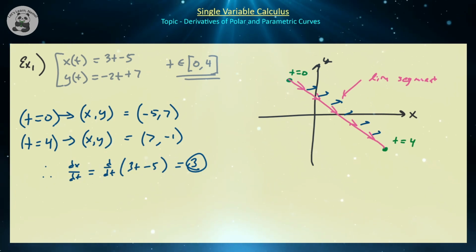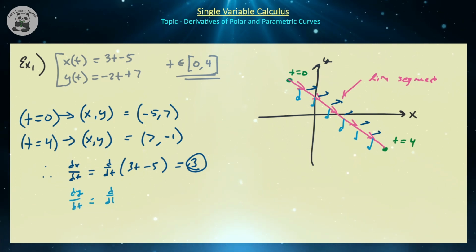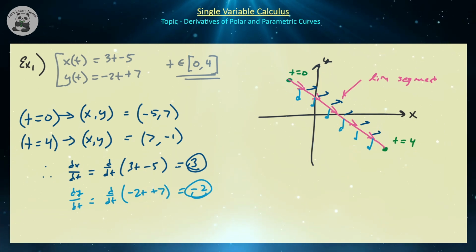And what about our y values? If we look at this, notice that we're always moving down in terms of y, so the derivative of y with respect to our parameter should always be negative, and we can easily verify that, because dy/dt is just going to be equal to the derivative with respect to time of minus 2t plus 7, which we know to be equal to minus 2, which is always negative for all t. So our intuition definitely works.